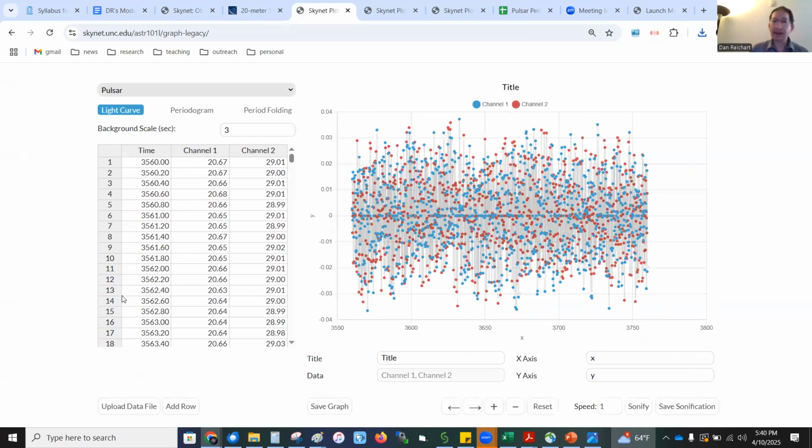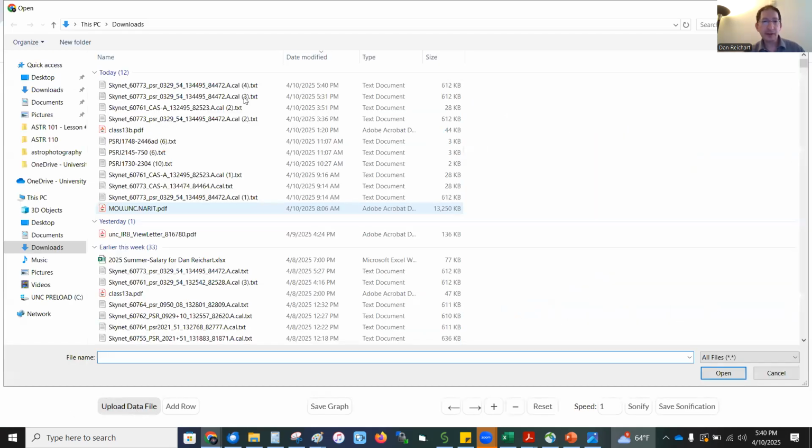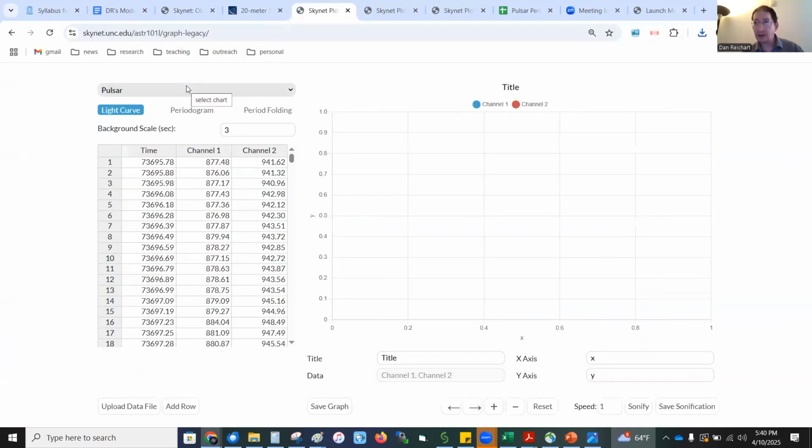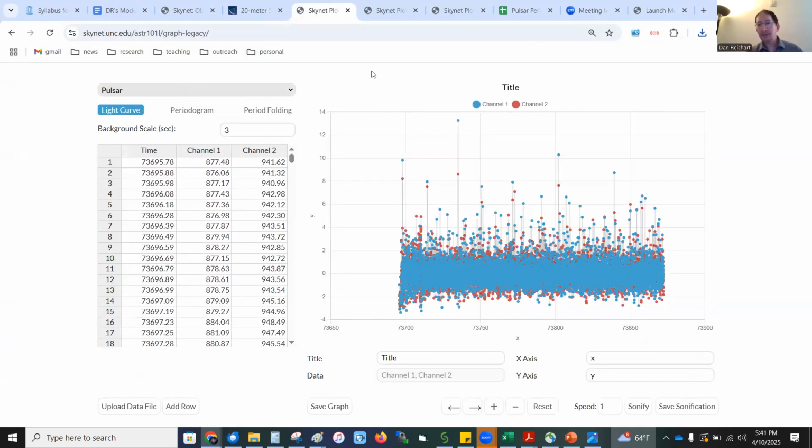It starts by loading up just some random data. This is not your data, it's just random noise. Come down here to upload data file. I'm going to upload that file that I just downloaded from Skynet. Here I see it, and I see the pulses. See all these pulses in the upwards direction? We have a lot of noise, but we have pulses riding above that noise. That's great.